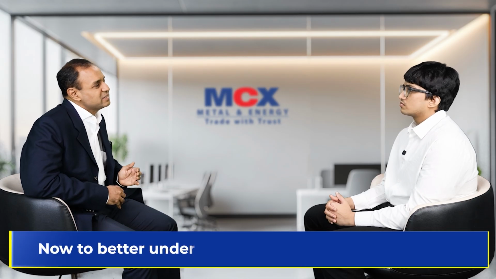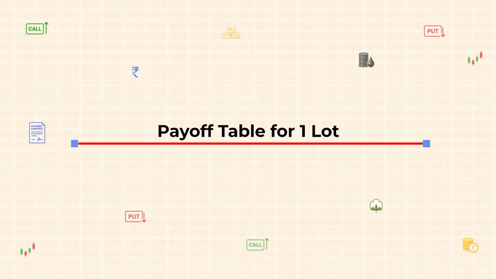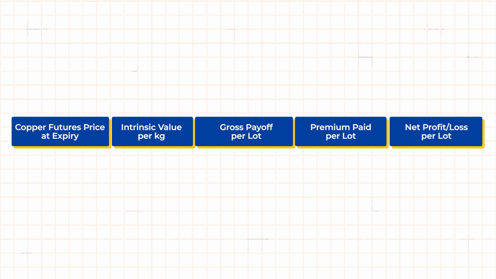Now to better understand the payoff, let's see this table. Payoff table for one lot. Copper futures price at expiry, intrinsic value per kg, gross payoff per lot, premium paid per lot, net profit or loss per lot.